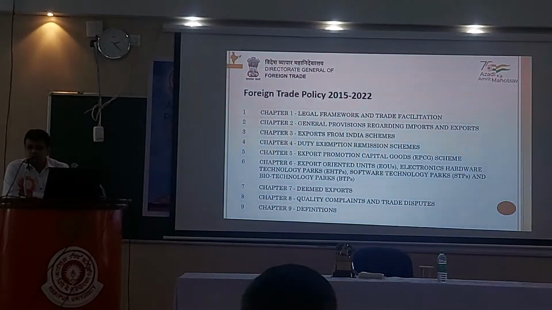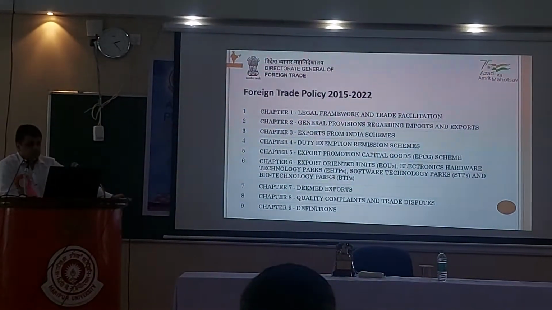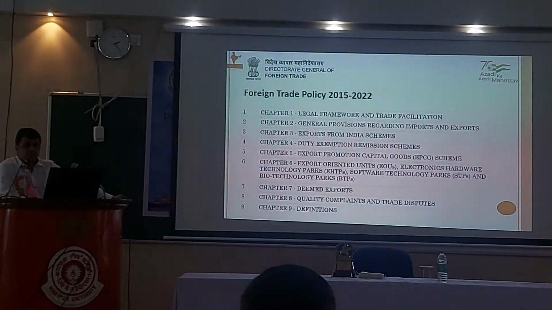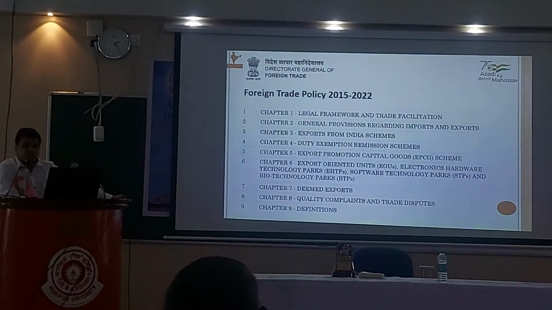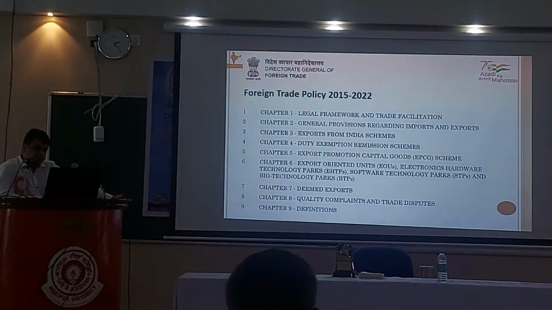Chapter 3 is Export from India schemes. Then there is the duty remission scheme. Then there is the EPCG scheme. I'll be giving a little introduction about these schemes in my later slides. Then there is chapter 6 on EOUs and STPs, and deemed exports. Chapter 8 is on quality complaints and trade disputes. We had a discussion on quality issues. There is a specific chapter in the foreign trade policy that looks after the complaints and trade issues which can be raised by foreign buyers. And chapter 9 contains the basic definitions.